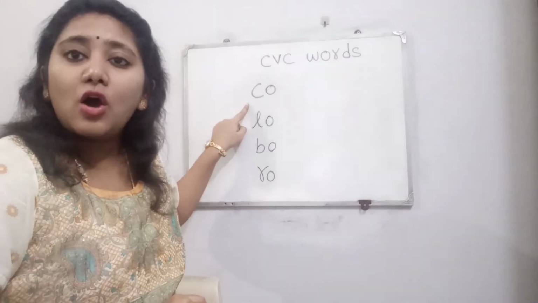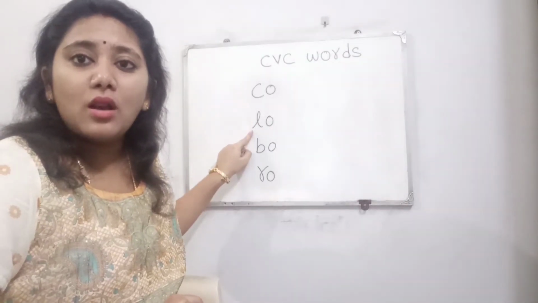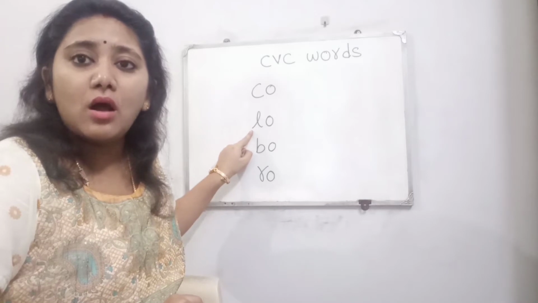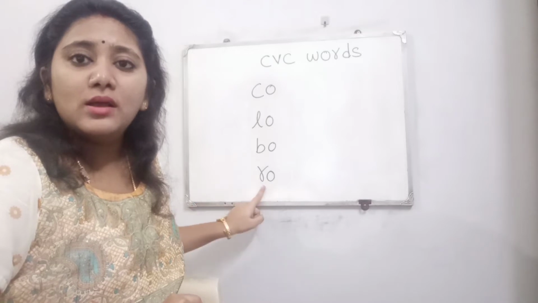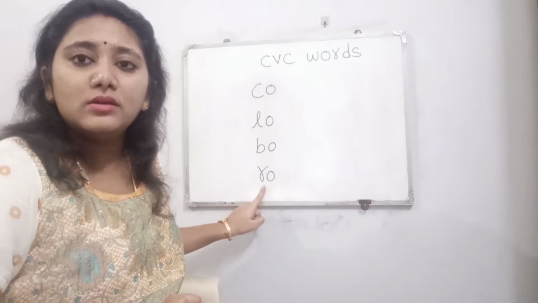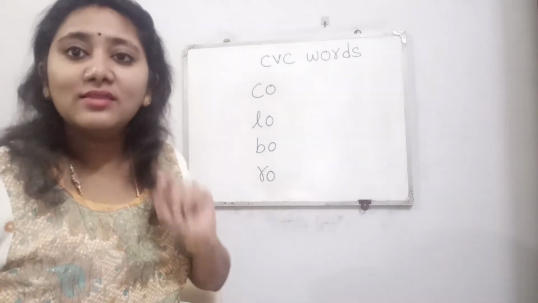K, O, K. Il, O, L. B, O, B. Ir, O, R. See we blend? Now I am going to add the third letter.